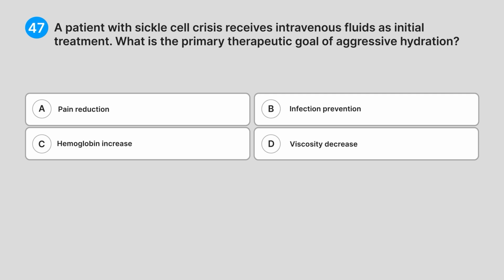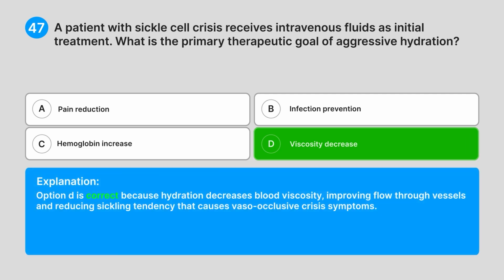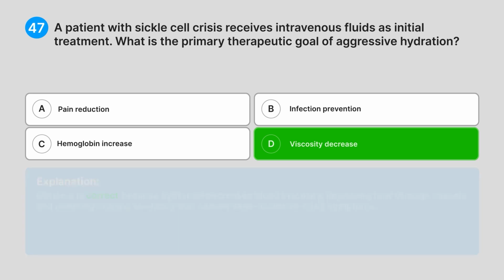Correct answer, D. Viscosity decrease. Explanation: option D is correct because hydration decreases blood viscosity, improving flow through vessels and reducing sickling tendency that causes vaso-occlusive crisis symptoms.